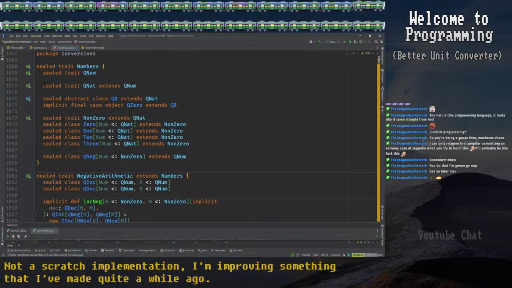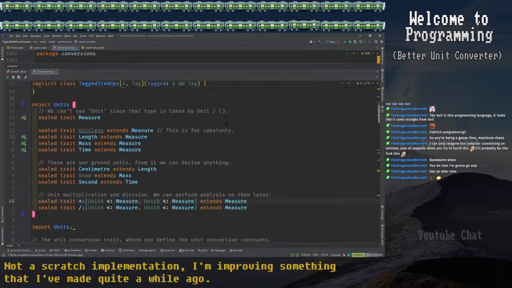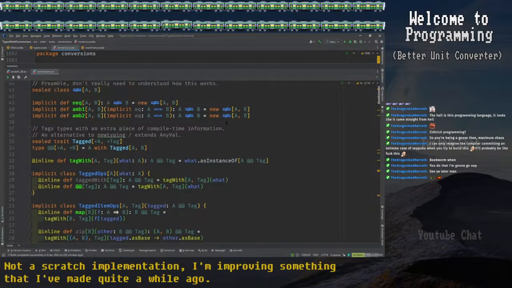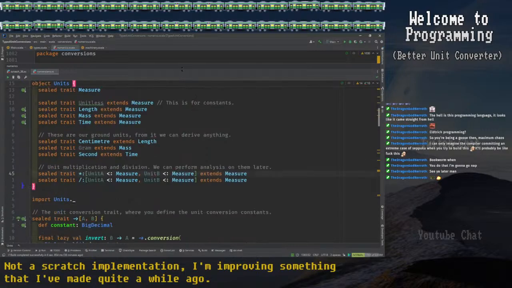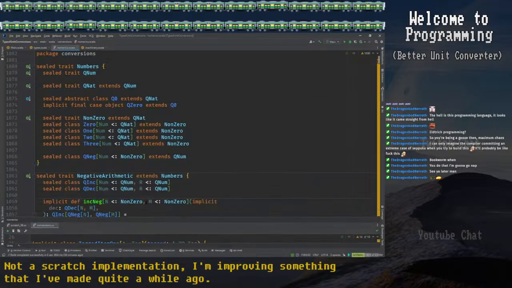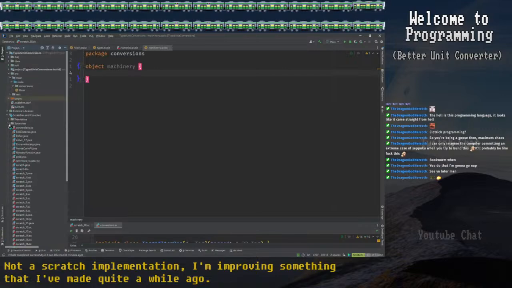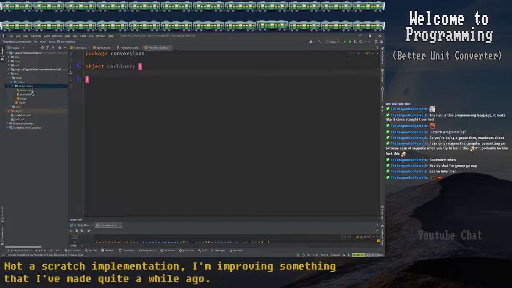Alright, now that that's over, now we can actually do some of the machinery that I probably should have gotten to in, like, absolutely forever. So the first thing we want is units. How do we actually define units? That's the real question. Let's actually make a file for that so we don't clog up machinery with random stuff.